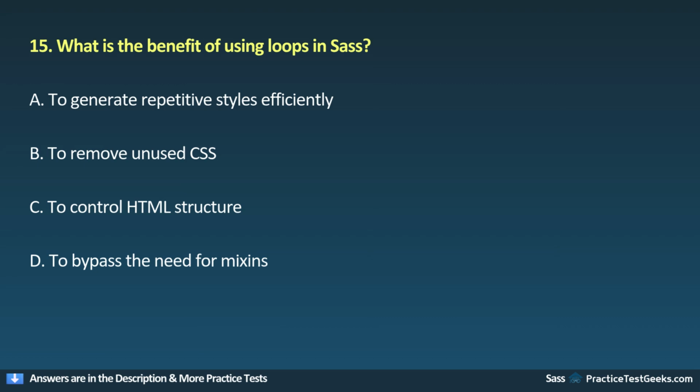15. What is the benefit of using loops in Sass? A. To generate repetitive styles efficiently. B. To remove unused styles. C. To control HTML structure. D. To bypass the need for mixins.